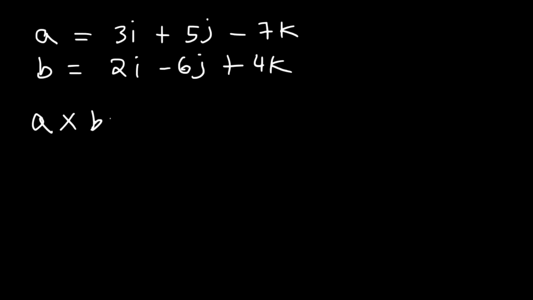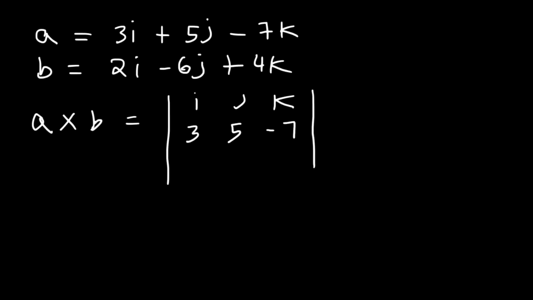What I'd like to do is first put this in the form of a matrix. This is i, j, k, which corresponds to the x, y, and z components of a vector. And then first we need to put vector A in the middle, because that comes first. So it's going to be 3, 5, and negative 7. And then vector B, which is 2, negative 6, and 4. And basically, you've got to find the determinant of this 3 by 3 matrix. So it's going to equal i.